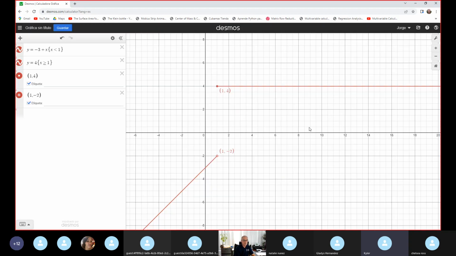What do you prefer, Desmos or a piece of paper? By hand or Desmos? I prefer by hand. Excellent. I respect that. Free country. We are living in a free country.